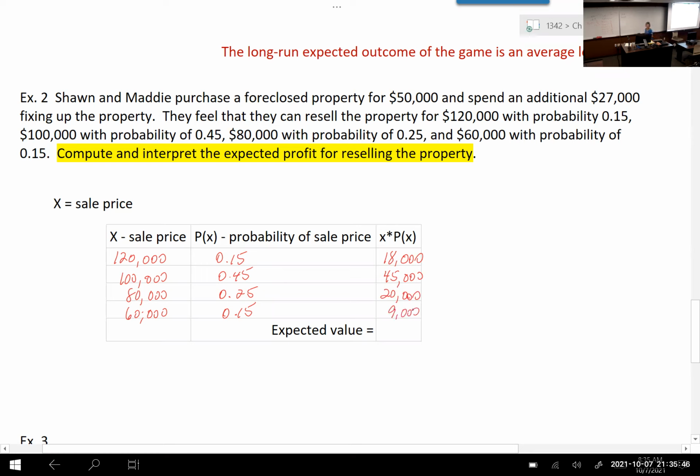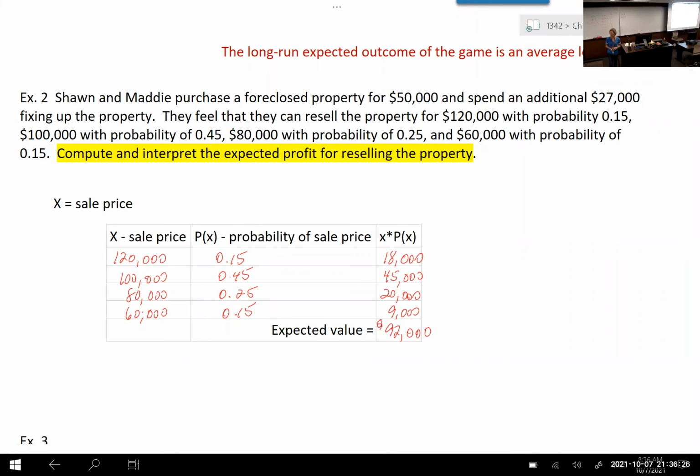All right, did you get 18, 45, 20, and 9,000 for the results of the product? Okay. 18, 45, 20, and 9,000. The result of multiplying those together. Now, if I add them all up, because that's the next part of this, right? I'm going to take the sum of that. And what do we end up with? So $92,000 is the expected value. What does that mean in terms of this question?